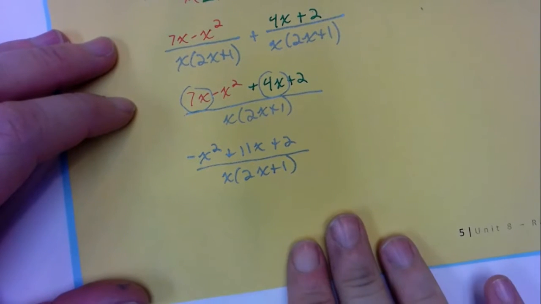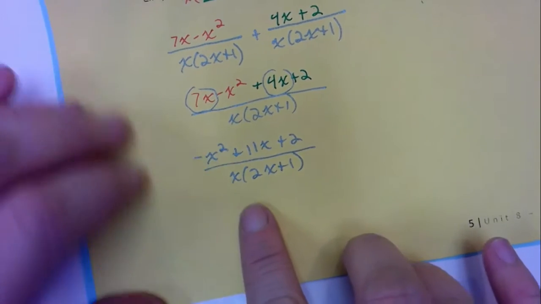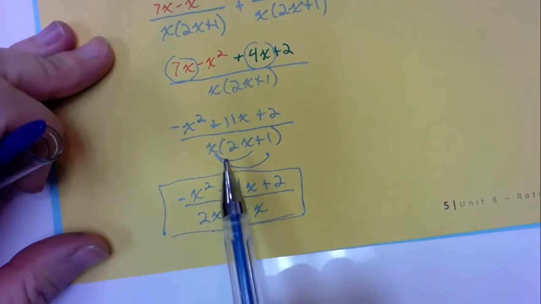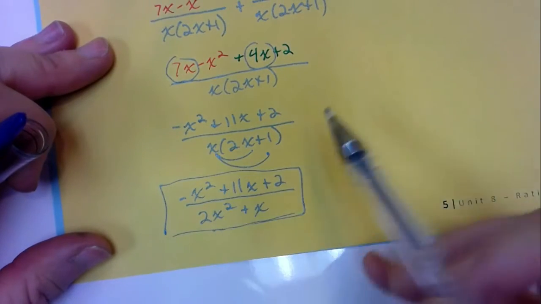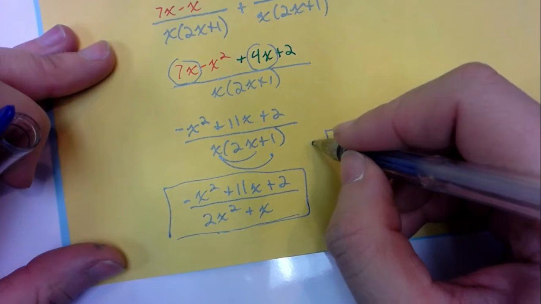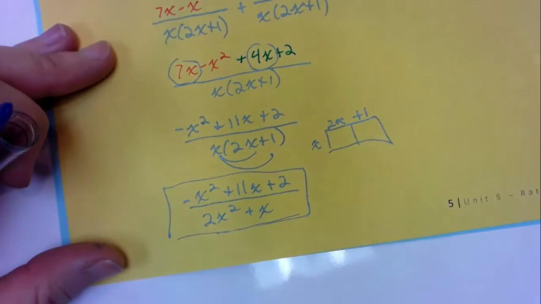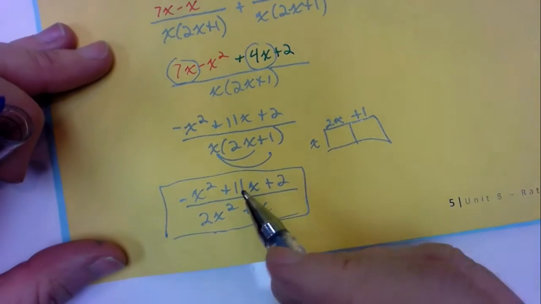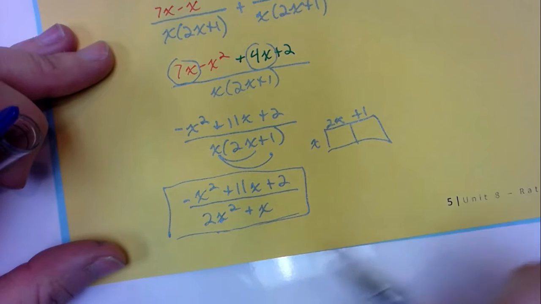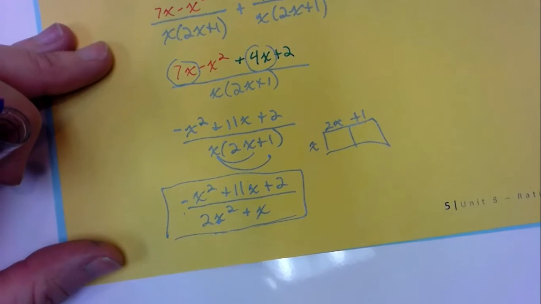Remember, you could leave it there, but let's go ahead and multiply out that denominator, see what you get. When you multiply out that denominator, you could have set it up using the box if you really wanted, but you might as well just use distributive property and multiply it out. So x times 2x is 2x squared, x times 1 is x, and there is your completed fraction.